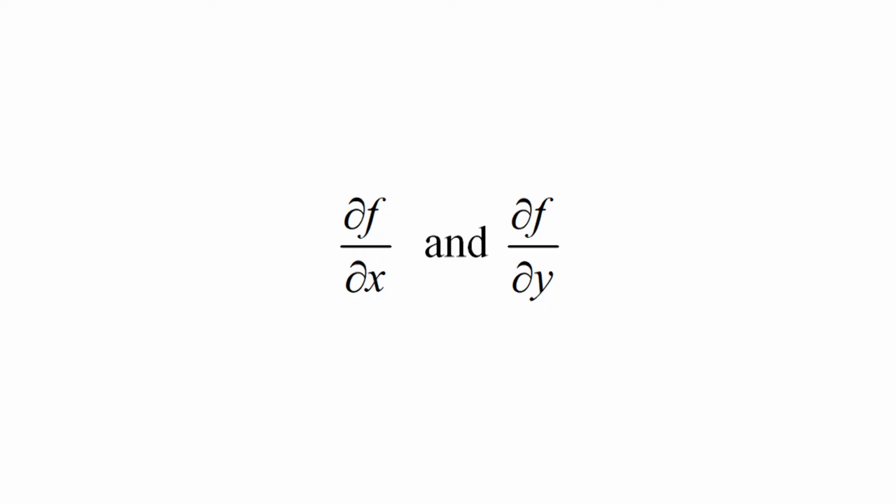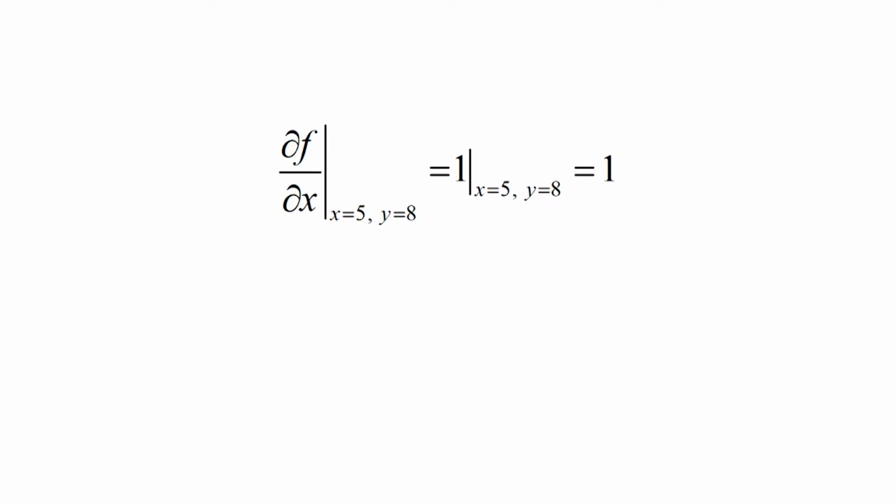Here in this example, as the partial derivative functions ∂f/∂x and ∂f/∂y do not involve x and y, it follows that ∂f/∂x evaluated when x is equal to 5 and y is equal to 8 is equal to 1, and ∂f/∂y evaluated when x is equal to 5 and y is equal to 8 is equal to 10.